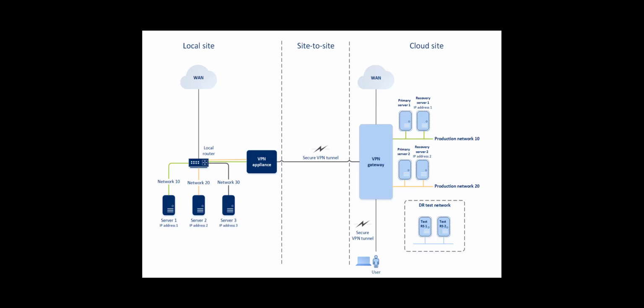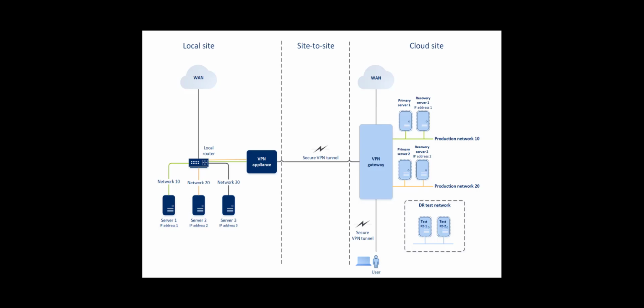To establish a site-to-site connection between the local and cloud sites, a VPN appliance and VPN gateway are used. When you start configuring the site-to-site connection in the console, the VPN gateway is automatically deployed in the cloud site. Then you must deploy the VPN appliance on your local site, add the networks to be protected, and register the appliance in the cloud. Acronis Cyber Disaster Recovery Cloud creates a replica of your network in the cloud. A secure VPN tunnel is established between the VPN appliance and the VPN gateway. It provides your local network extension to the cloud.